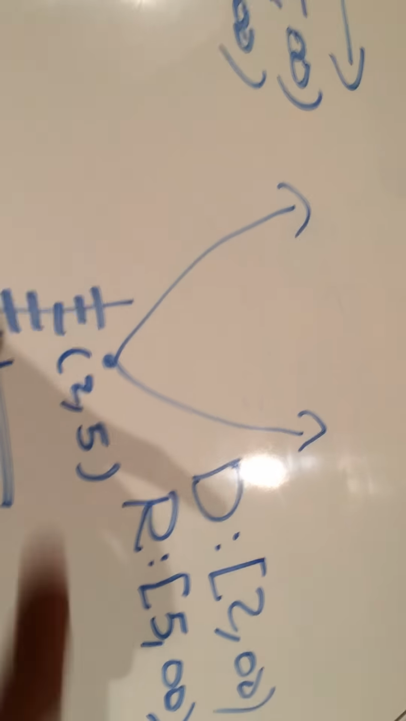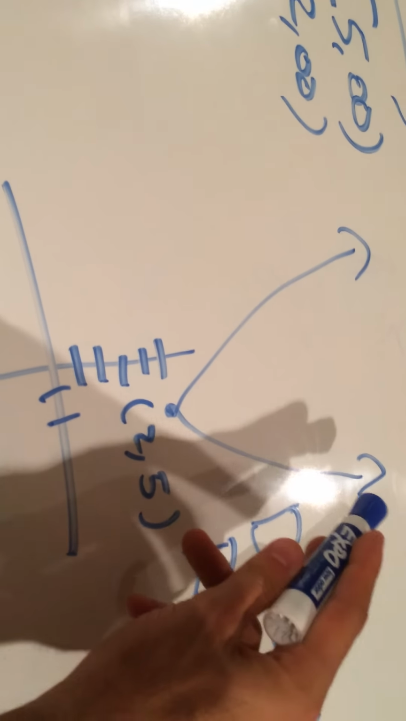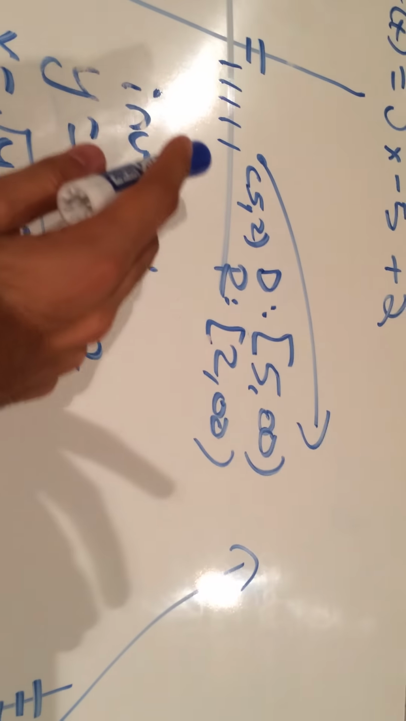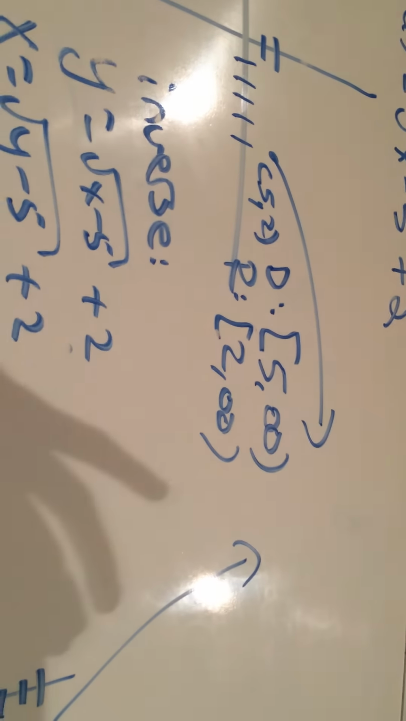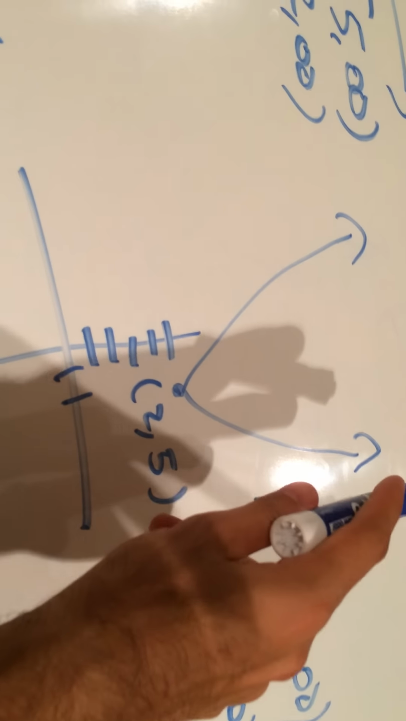Some people thought the domain might be negative infinity to infinity, but the problem is the inverse of a square root function is only part of the parabola. And I know it's this part because this square root function is going towards the positive infinity side, so I want the parabola that's going towards the positive infinity side.